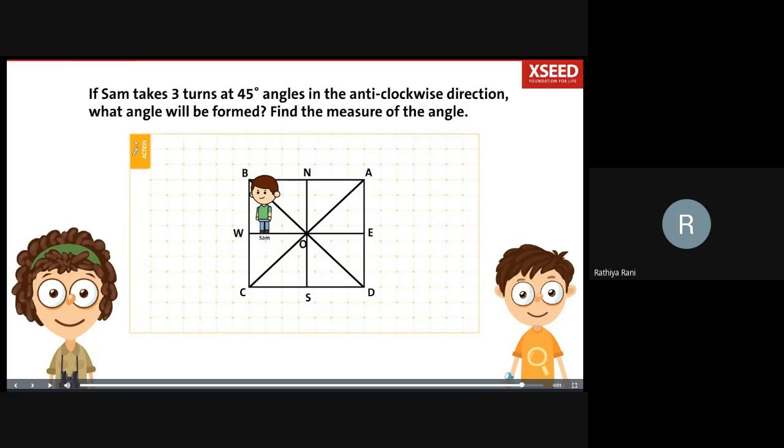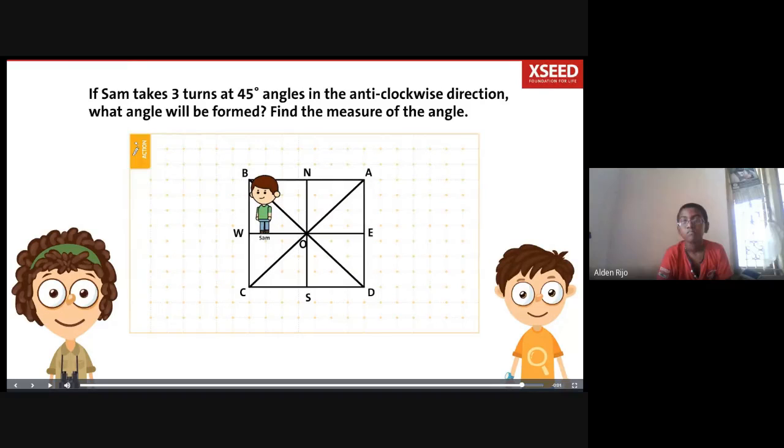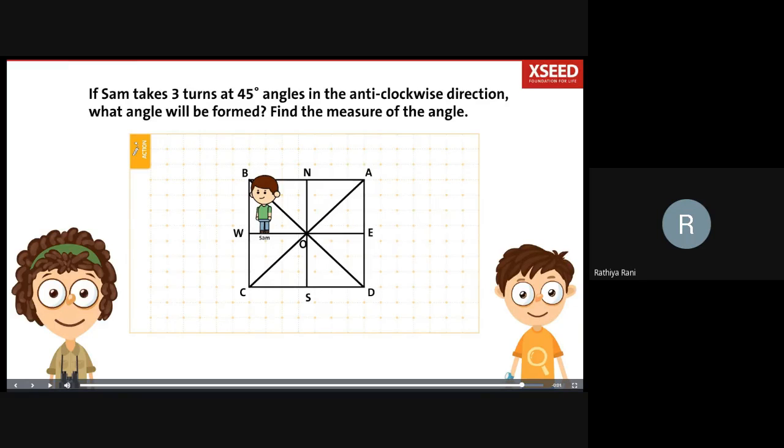He is facing north and he started to turn in the anti-clockwise direction. Ma'am, I think that's an obtuse angle. And I need the measurement. Find the measure of the angle. 3 times 45 degrees. What is the measurement? And what type of angle is that? Okay, find it. At first he is facing north and he is turning anti-clockwise.